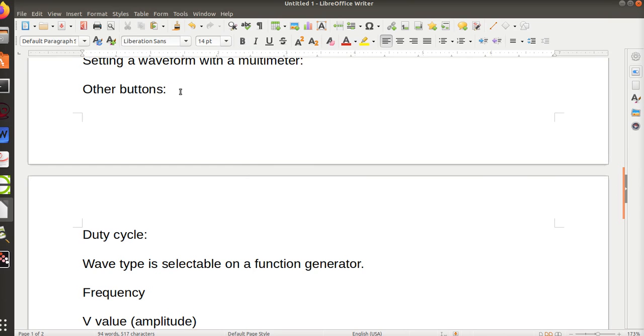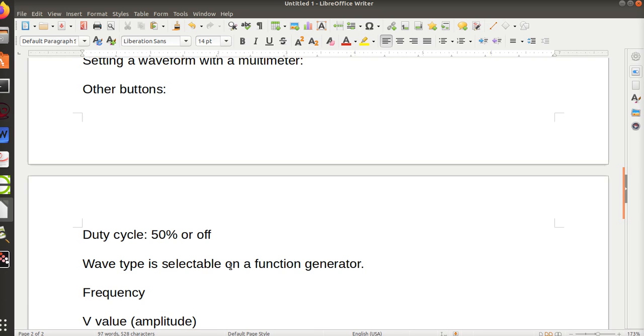So function generators, okay, it's got a lot of buttons on it. One of them is duty cycle. You want your duty cycle to be off or set at 50%. That's probably the one that gets most people in trouble. You want a 50% duty cycle, 50% or off. That's going to give you a nice sine wave, mathematical sine wave.